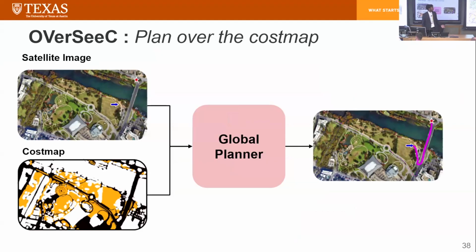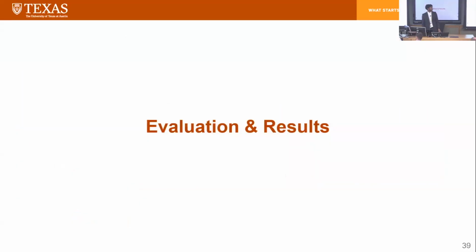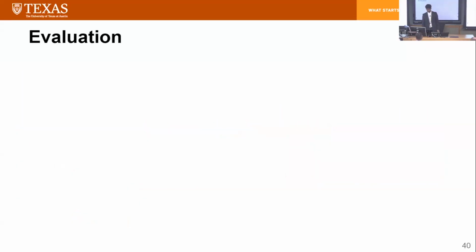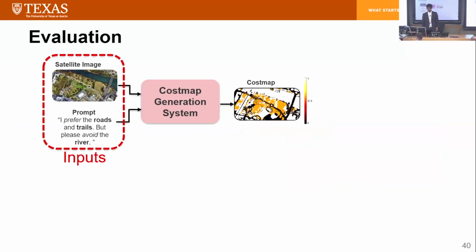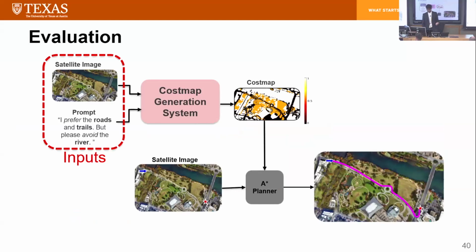So now that we know what OVerSeeC does, let's see how it performs. So let's go into evaluations and results. For evaluation, just to make it clear, we are only passing satellite images and a natural language prompt to any cost map generator, which gives us a cost map. And then to evaluate how good these cost maps are, we are using an A-star global planner so that we can quantitatively and qualitatively evaluate the paths that are generated.